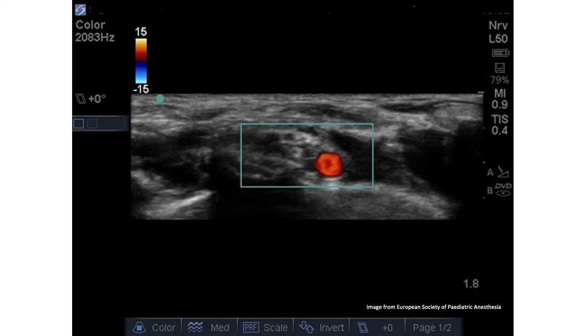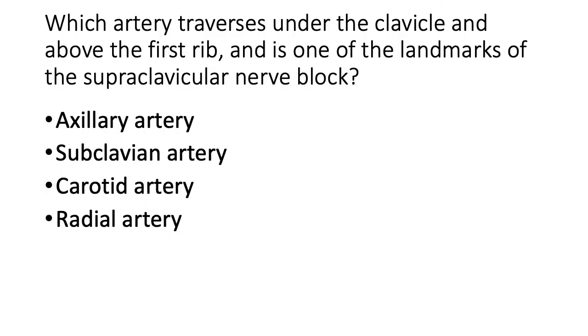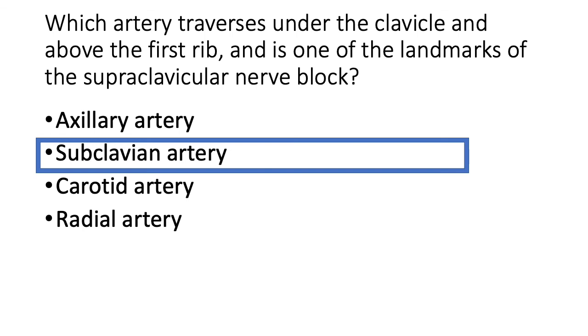Here's an ultrasound image with Doppler just showing the subclavian artery. There's no other vasculature lighting up. Which artery traverses under the clavicle and above the first rib and is one of the landmarks of the supraclavicular nerve block? Axillary artery, subclavian artery, carotid artery, radial artery. The correct answer is subclavian.